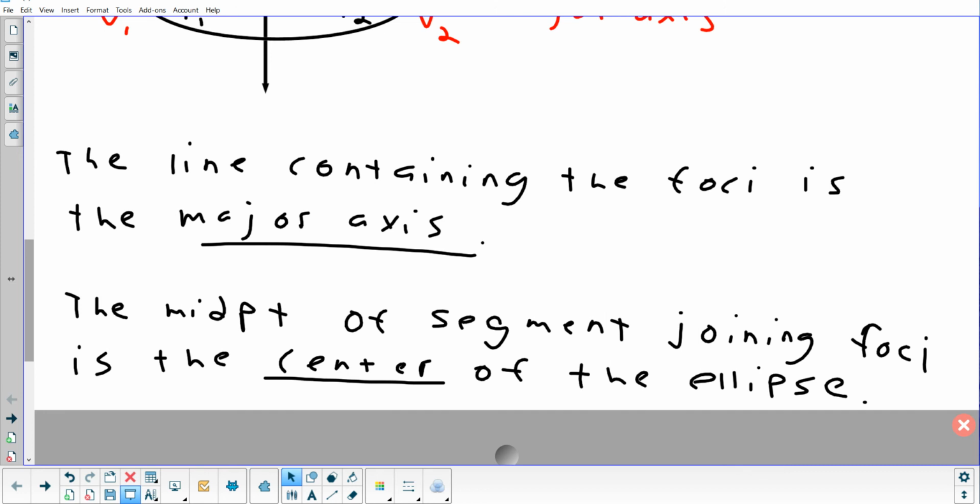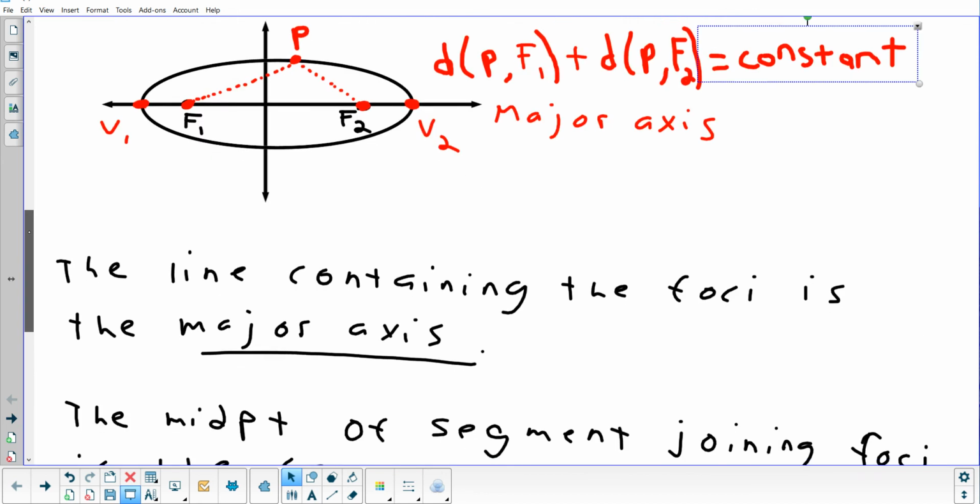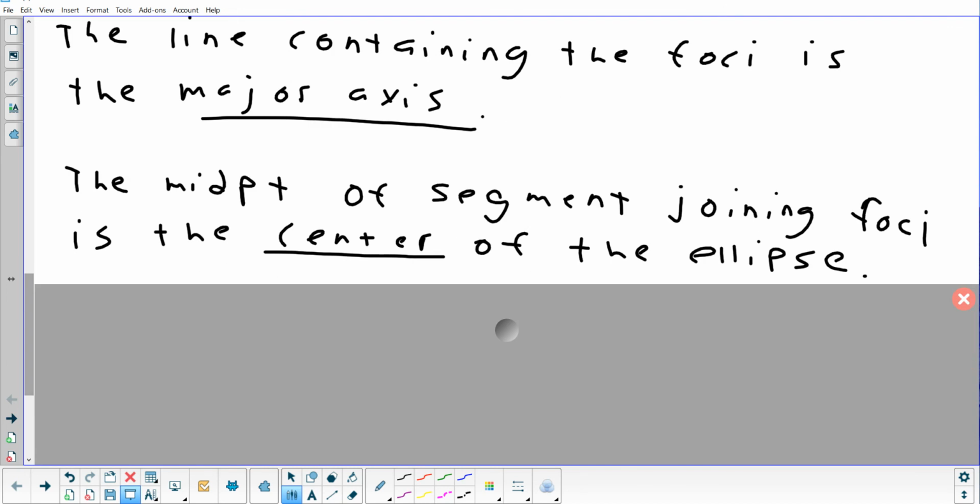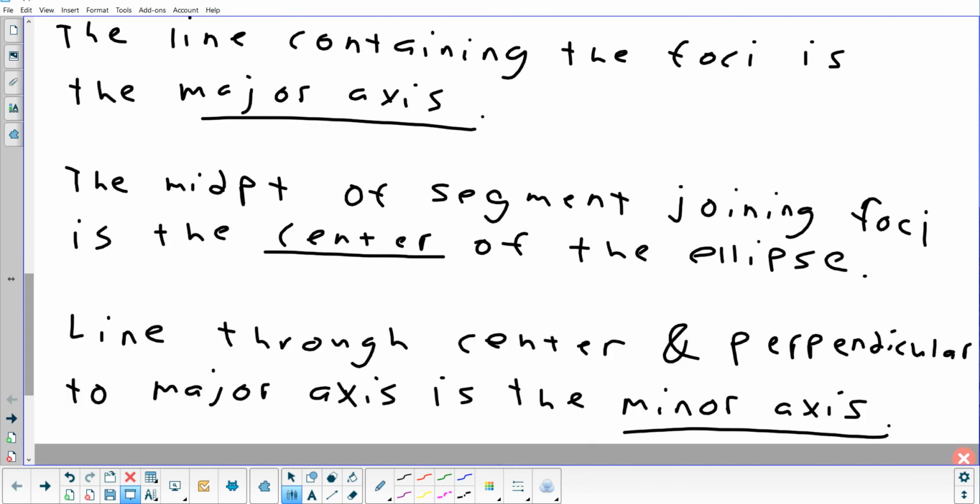If you find the midpoint of the segment that connects the two foci, that's called the center. So here's the segment that connects the foci. Find the midpoint of that segment, and that's the center. If you draw a line through the center, perpendicular to the major axis, you get the minor axis.